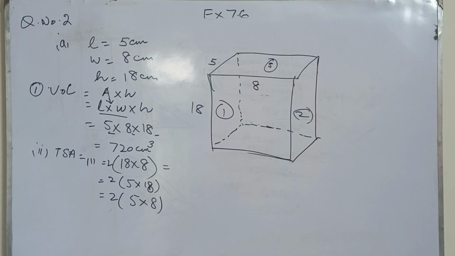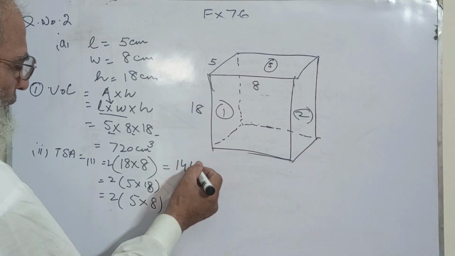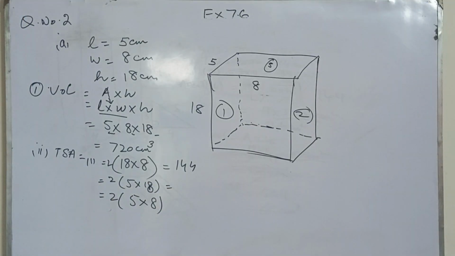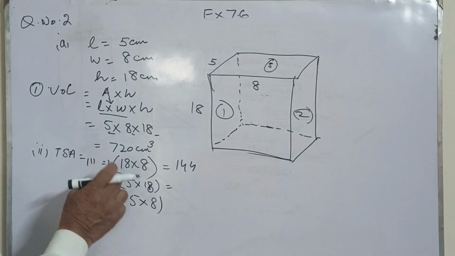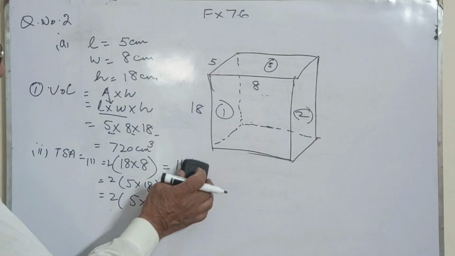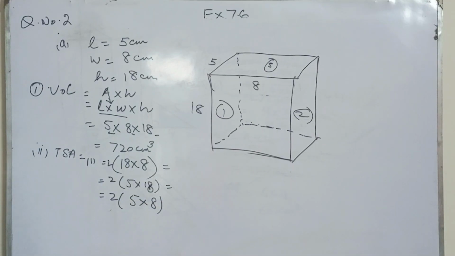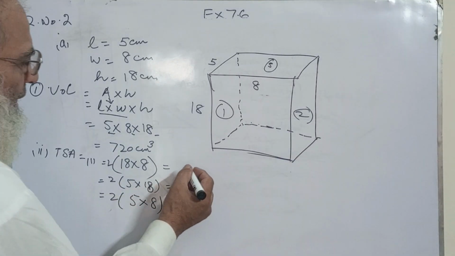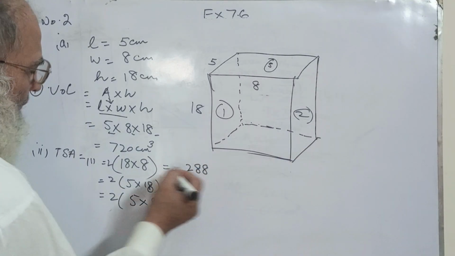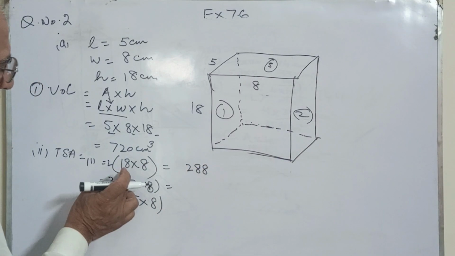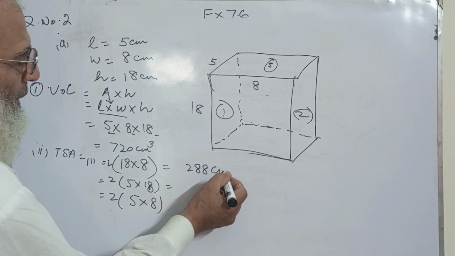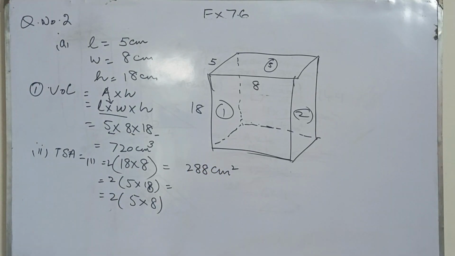8 multiplied by 18 is equal to 144. It is 144. And 144 multiplied by 2 is equal to 288. Since there are 2 dimensions, it will be centimeter square.